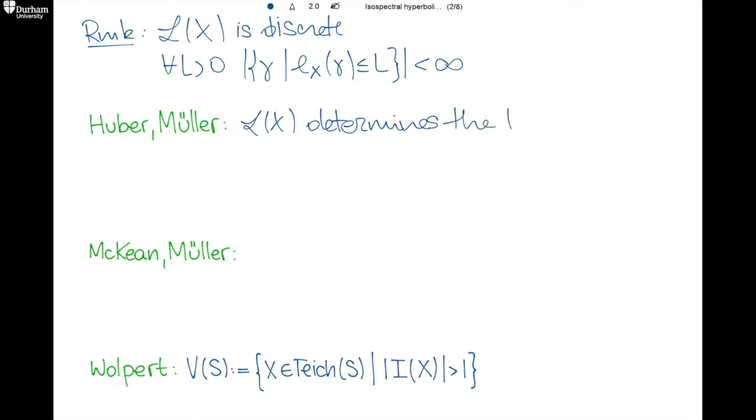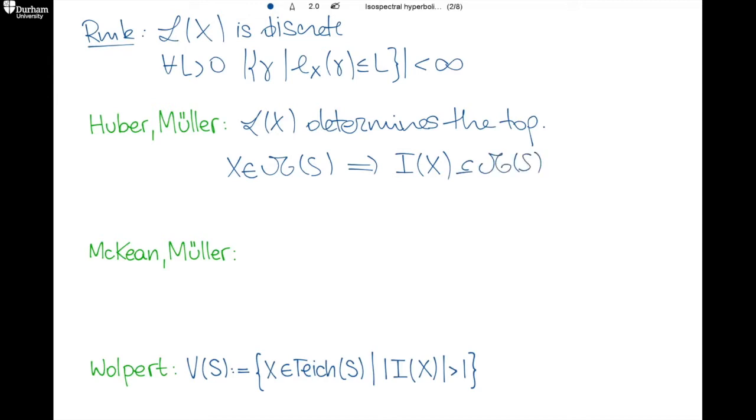So that means that if I am given the length spectrum, I know the genus and the number of punctures on my surface. In particular, that means that if I have a surface in some moduli space, then I of x, which was the collection of all surfaces that are isospectral to my given surface, is contained in the same moduli space.